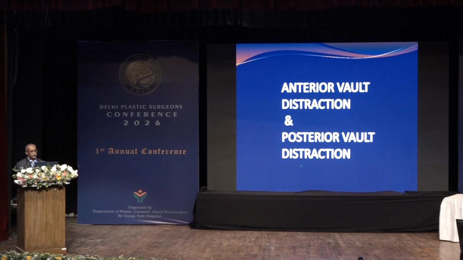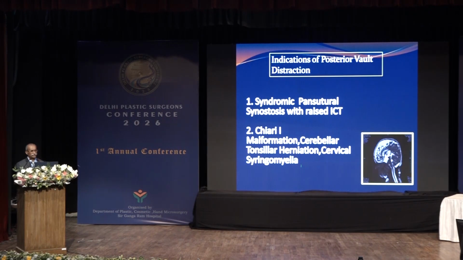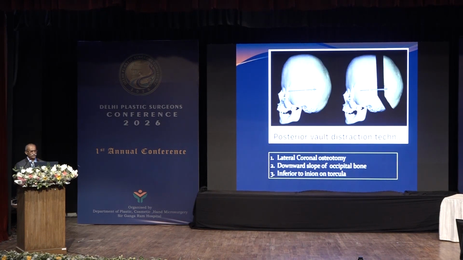In the craniofacial part, you can do an anterior cranial distraction and a posterior cranial distraction. The indications for posterior vault distraction are syndromic pansutural synostosis with raised intracranial tension, Chiari malformations with cerebral herniation, and cervical syringomyelia. We do a posterior vault distraction technique where we do a lateral coronal osteotomy, a downward sloping occipital bone osteotomy, and an osteotomy inferior to the inion and torcula. These are the osteotomy lines.